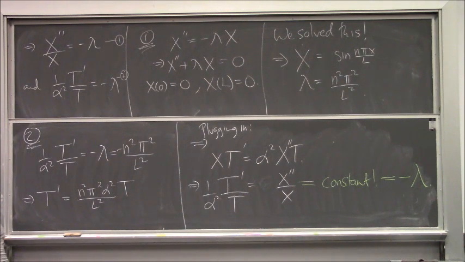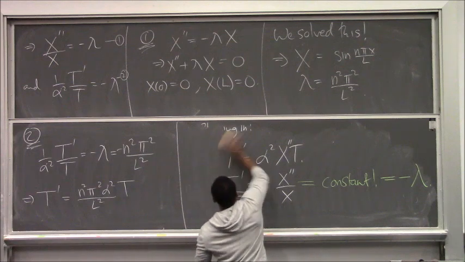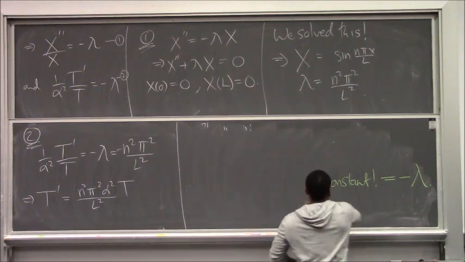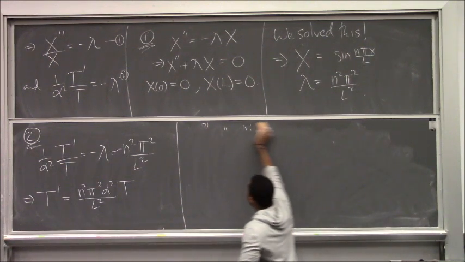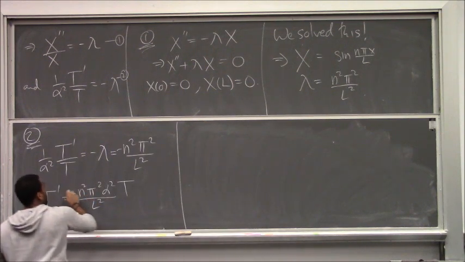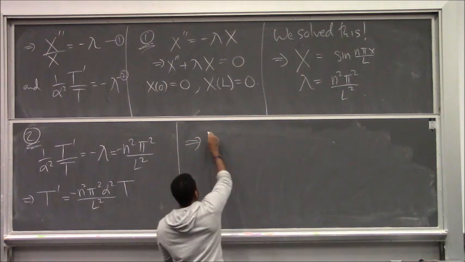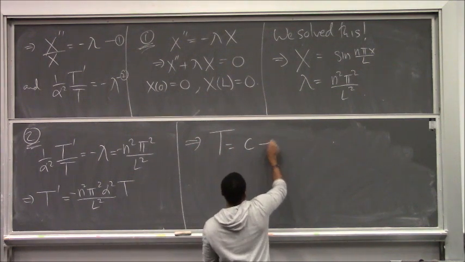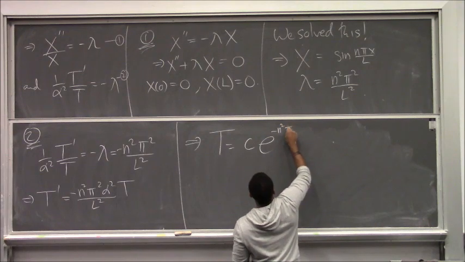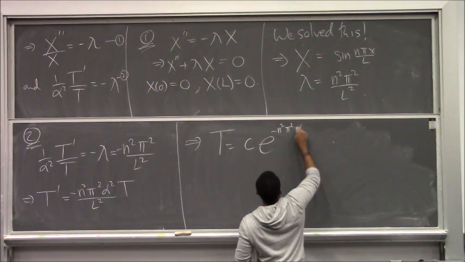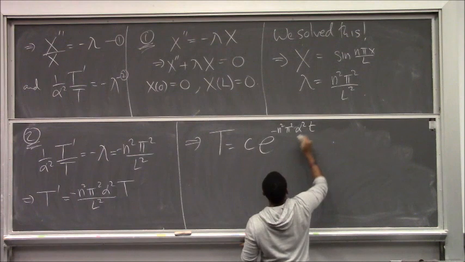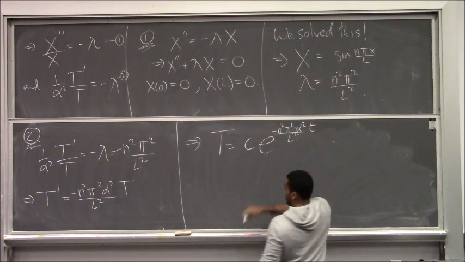That's a first order differential equation with constant coefficients. In fact, that is separable. I could divide through by the T, integrate both sides, and I would get an exponential. Isn't that negative? It is indeed negative. So this means, that's just the first order, so our T has to be some constant times e to the minus n squared pi squared alpha squared t, little t, over L squared.